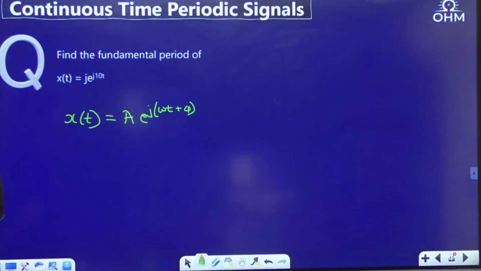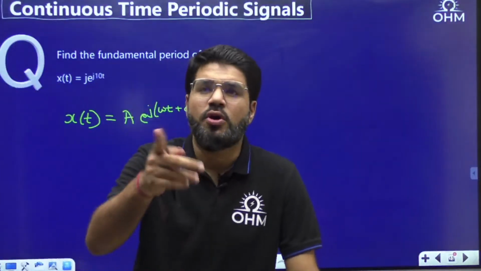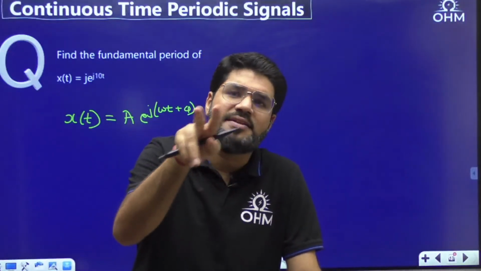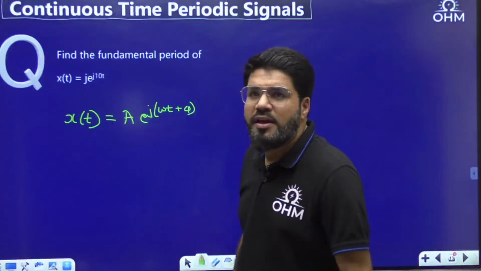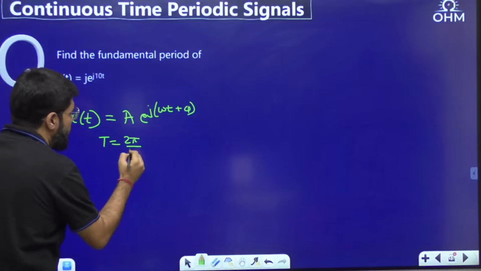A e power j(omega t plus phi). Now e power j theta is cos theta plus j sin theta. So whatever is the period of the cosine and sine, similar will be copied here. If you want to see once again, the time period here will be 2 pi by omega.